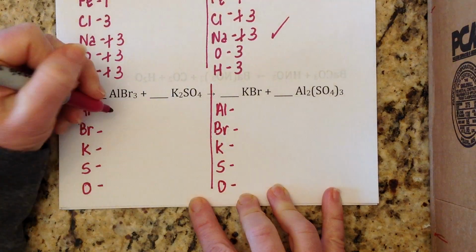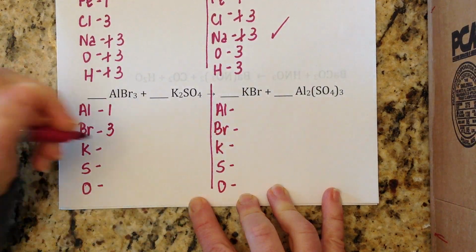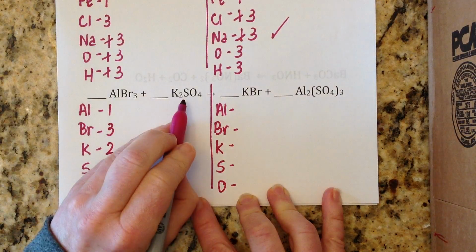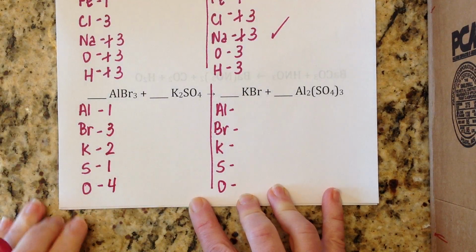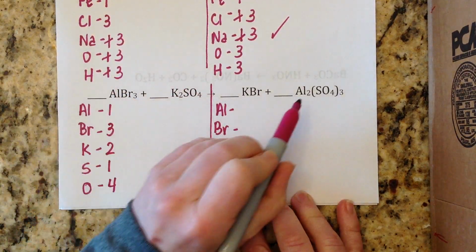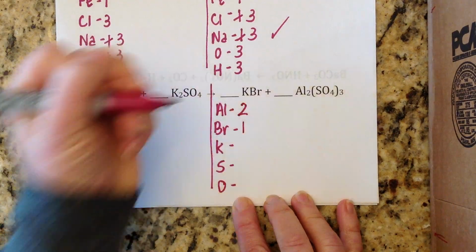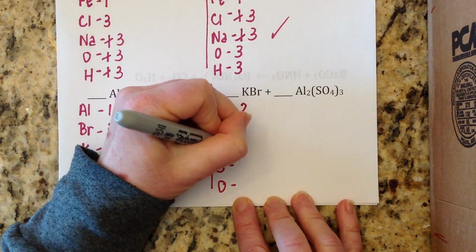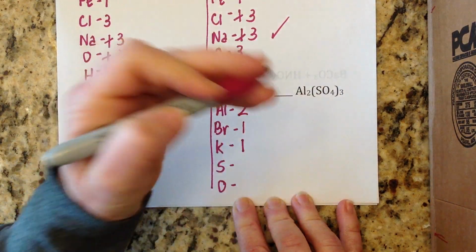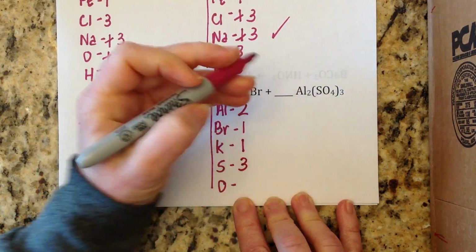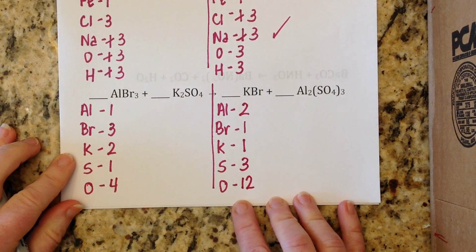We have 1 aluminum, 3 bromines, 2 potassiums, 1 sulfur, and 4 oxygens. Let's take a look at the other side. We have 2 aluminums, and again, I'm just looking at that subscript. I have 1 bromine, 1 potassium. Now, sulfur is inside the parentheses, so that 3 that's outside, 3 times 1 is 3 sulfurs, and 3 times 4 is 12 oxygens. So everything here needs to be fixed.